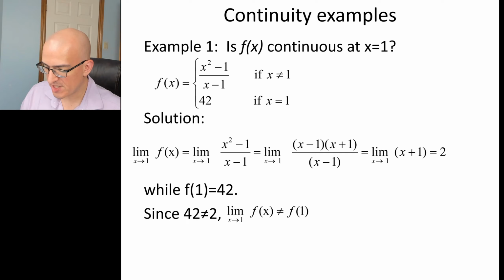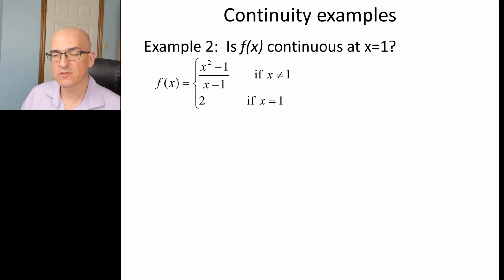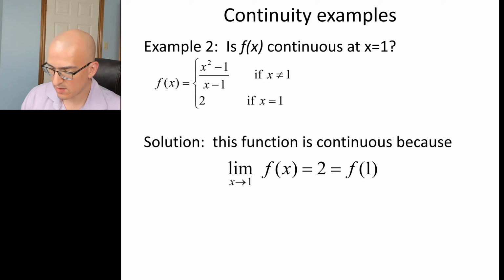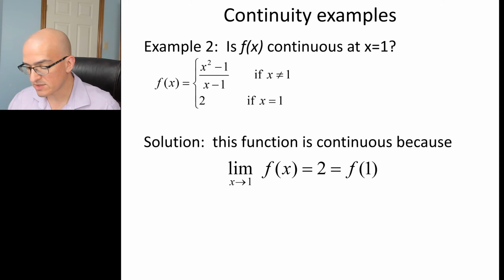Now, what happens if we change it? What if we change the function so that instead of the piecewise part at the bottom, for x equals exactly 1, instead of that being 42, what if it's equal to 2? Well, in this case, we've already done the limit of the top part. The limit as x approaches 1 of f of x, we got 2. The value of the function is 2. That means that the limit at x equals 1 is equal to the value of the function at x equal to 1, since 2 is equal to 2. So that means that this function is continuous at x equals 1. It meets the definition of continuity.